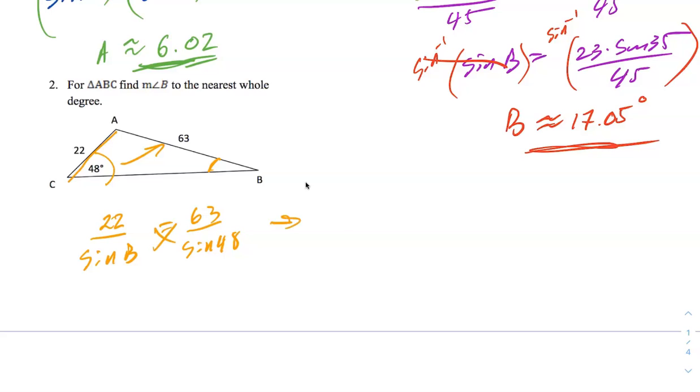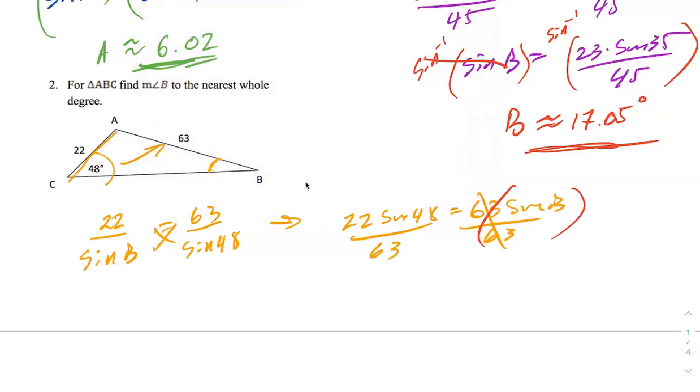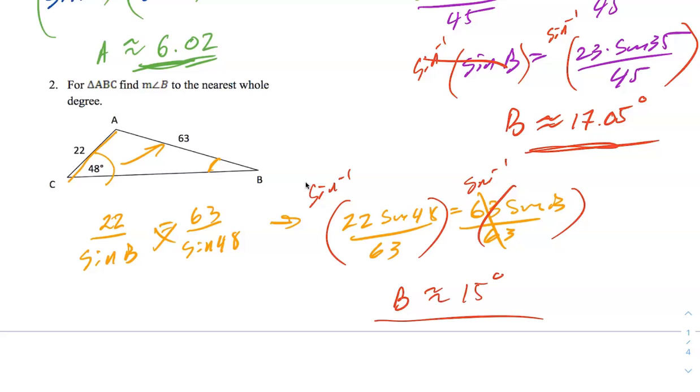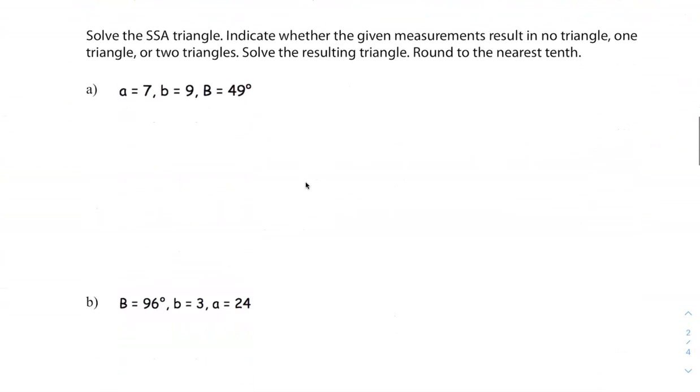Cross multiply. I'm going to get 22 sine of 48 equals 63 sine of B. Divide by 63. And then I'll do inverse sine of both sides. And if I put this in my calculator, we're going to get B is approximately 15. So around there. Again, I'm going to skip some of the calculator steps so you don't have to watch me do it over and over again.